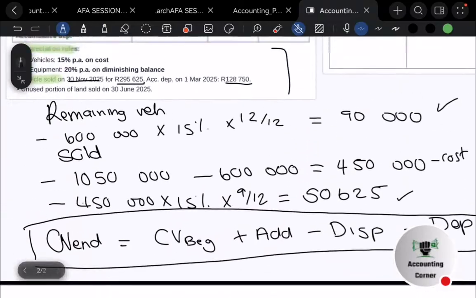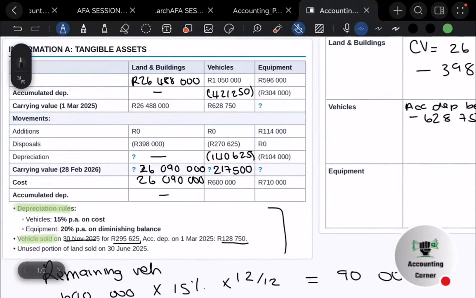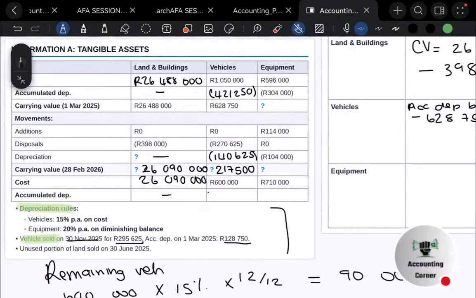Okay, so let's see from our information, what are those? Our cost at the end is 600,000 and our carrying value at the end is 217,500. So we'll say 600,000 minus 217,500, which will give you 382,500. Okay.